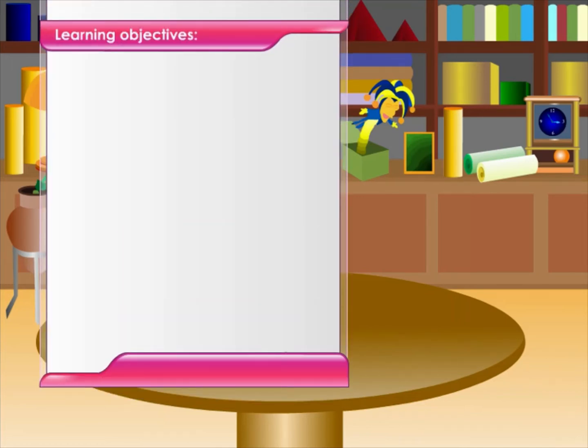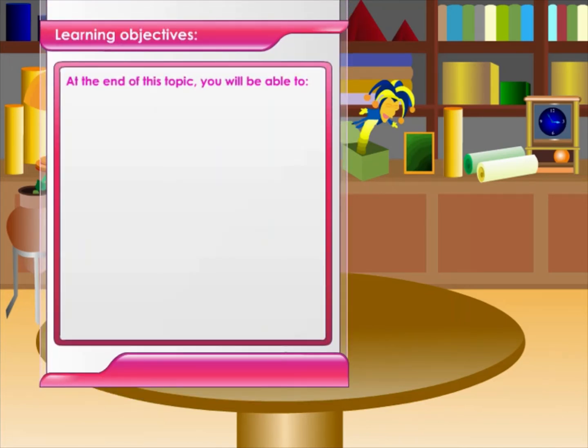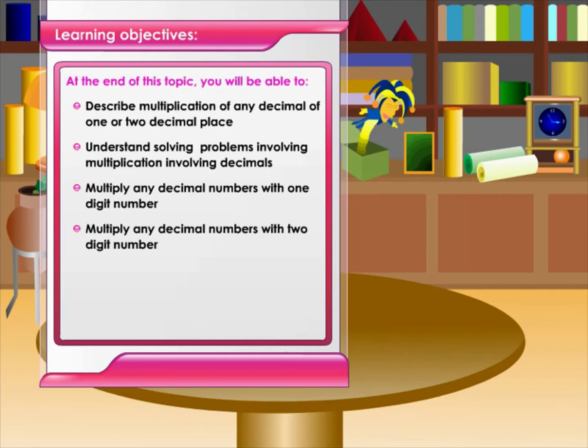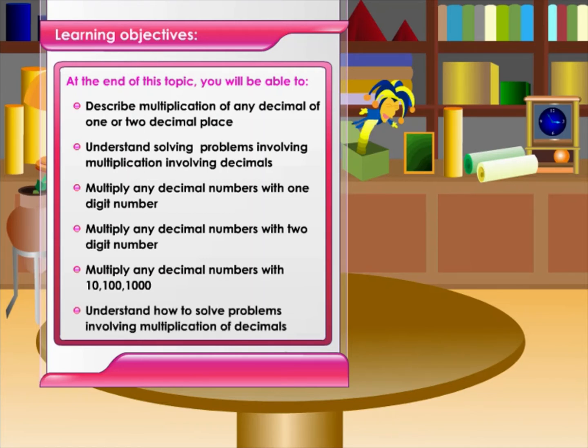Learning objectives. At the end of this topic, you will be able to describe multiplication of any decimal of 1 or 2 decimal places. Understand solving problems involving multiplication involving decimals. Multiply any decimal number with a 1-digit number. Multiply any decimal number with a 2-digit number. Multiply any decimal number with 10, 100, and 1000. Understand how to solve problems involving multiplication of decimals.